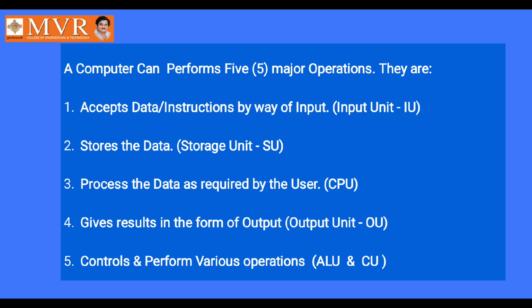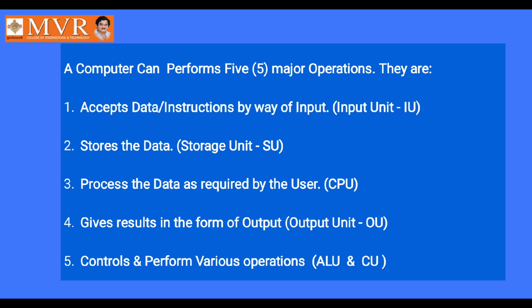Where is it displayed? The fourth activity of the computer is that it gives the result in the form of output by using some output units. And the fifth and very important activity of the computer is controlling all the above operations. See, accepting the data or the instructions, storing the data, processing the data, displaying the output, whatever it is, all these operations should be controlled by somebody.